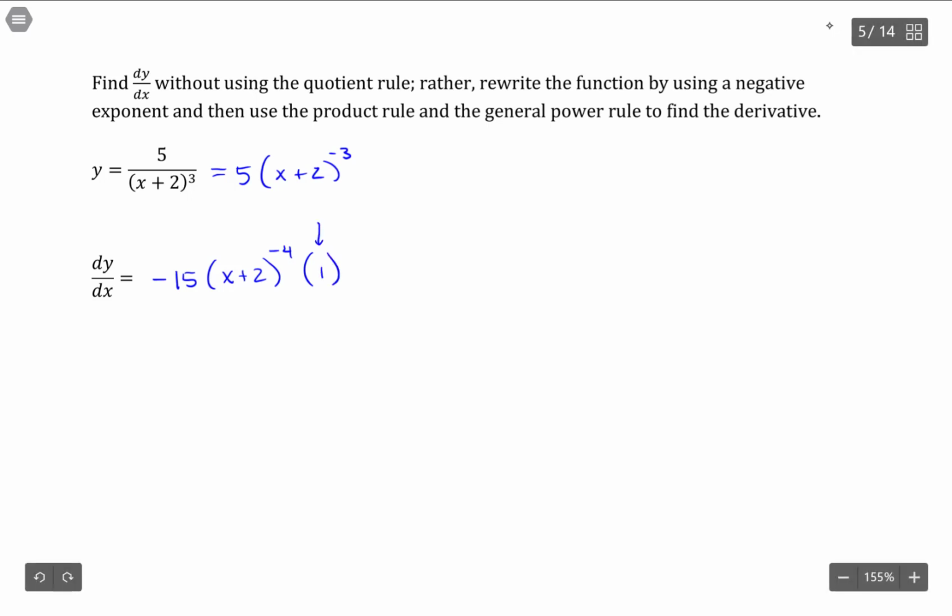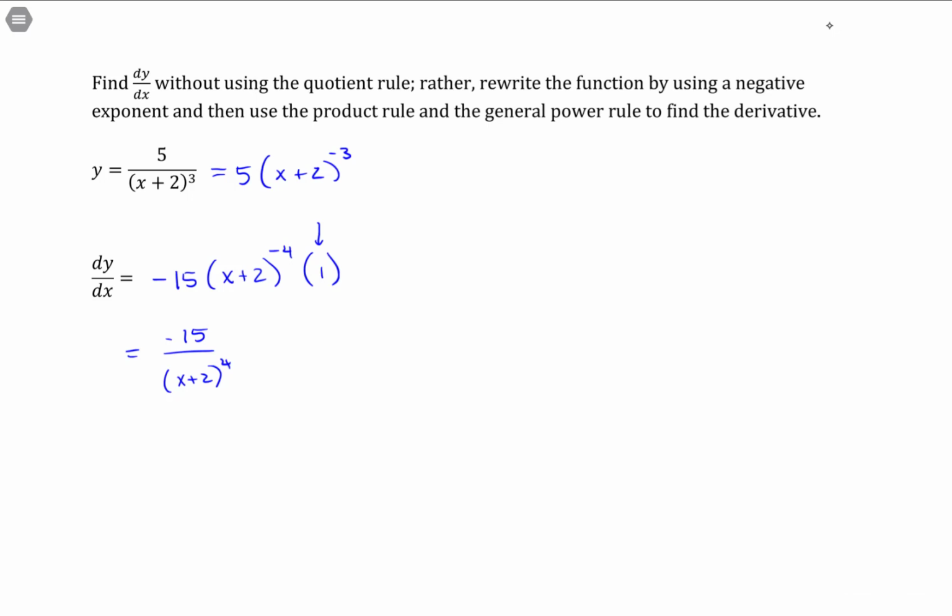And I'm putting this here for emphasis because it's easily forgotten by students unless you make sure you remember every single time to multiply by the derivative of the inside part. Here, it wouldn't matter if you forgot because it's just 1, but generally that's not the case. So my derivative here is negative 15 over (x plus 2) to the fourth power.